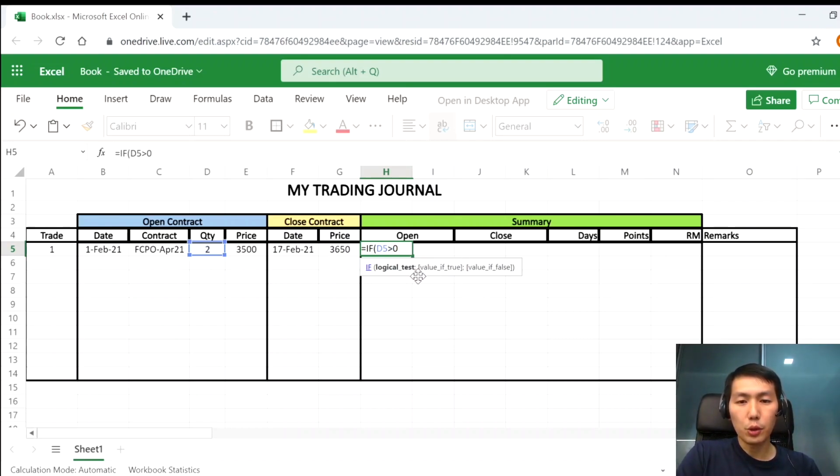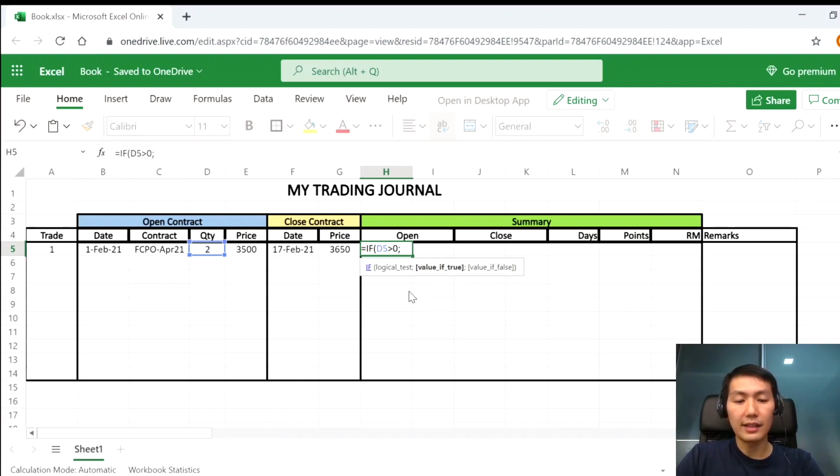Here we need to close this first condition with a semicolon. Depending on your setup, if you're using desktop Microsoft Excel, it would be a comma. Since I'm using the web version of Microsoft Excel, I need to use a semicolon. As I type in a semicolon, it moves to the next value. Value if true: if the first condition is more than 0, then it is considered a long position.